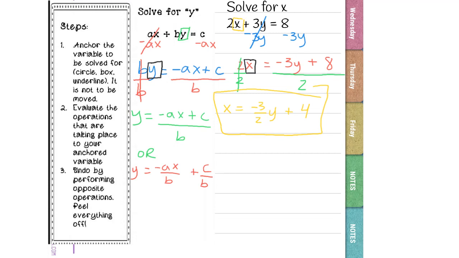Okay, so this would have been correct, but if we're able to reduce, we want to make sure we reduce. So this is actually the right answer. All right, that's most likely how you're going to see it. Now, moving on to the next one.